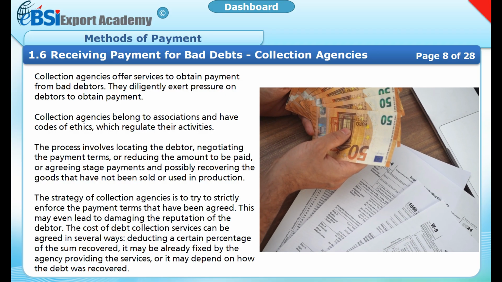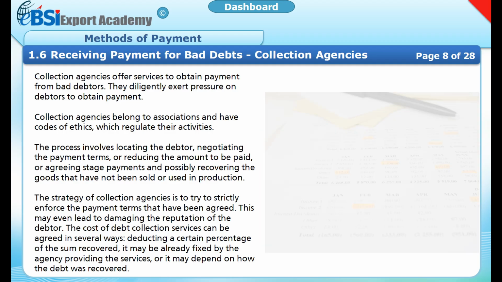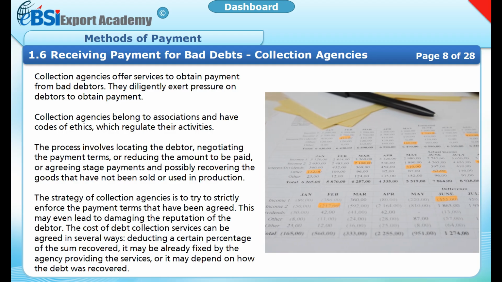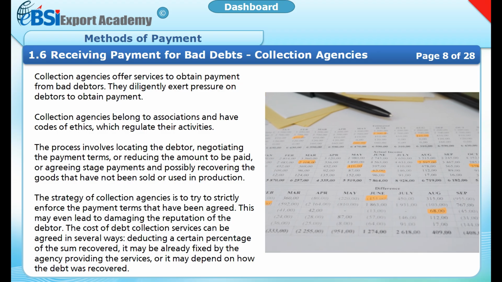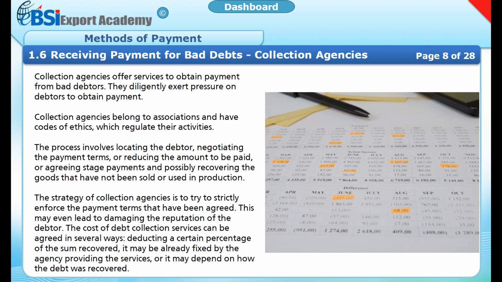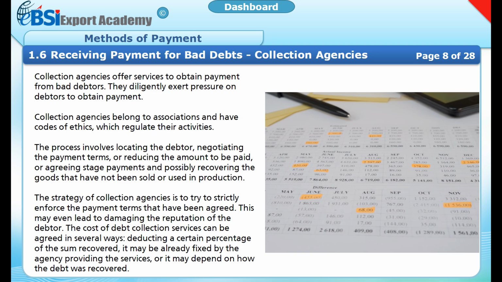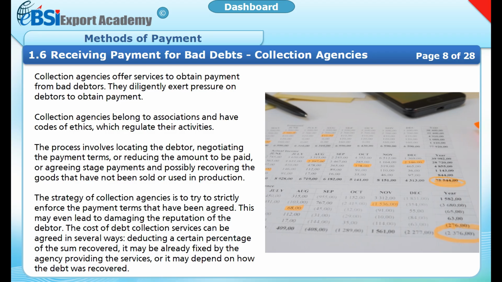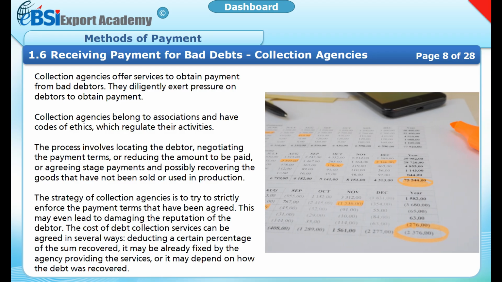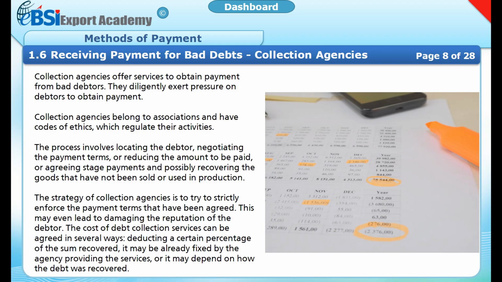The process involves locating the debtor, negotiating the payment terms, or reducing the amount to be paid, or agreeing stage payments, and possibly recovering the goods that have not been sold or used in production. The strategy of collection agencies is to try to strictly enforce the payment terms that have been agreed. This may even lead to damaging the reputation of the debtor.